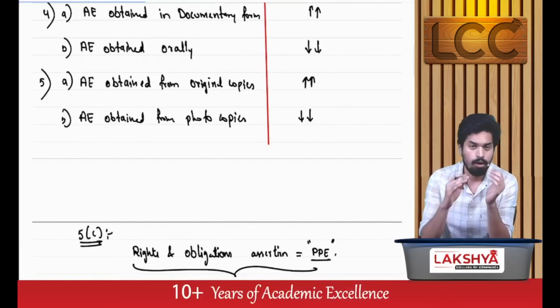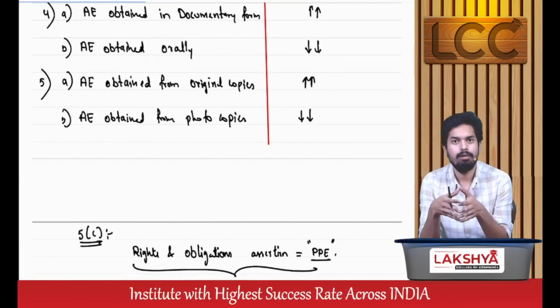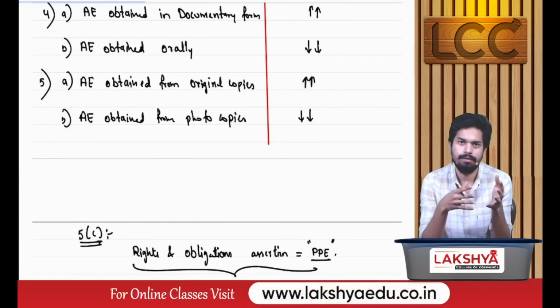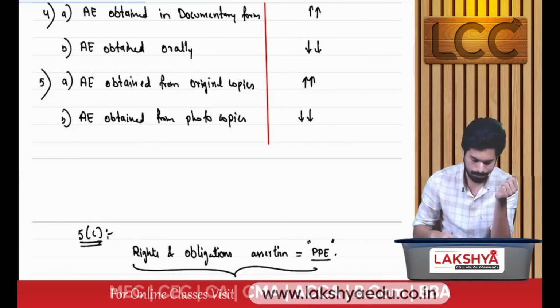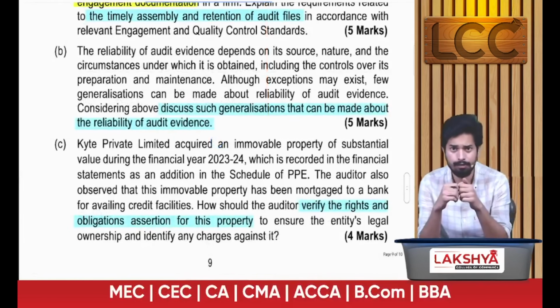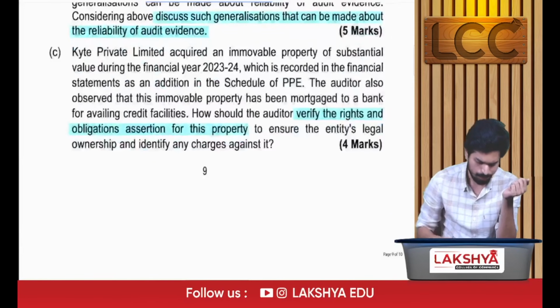And lastly, audit evidence obtained from the original copies will be more reliable than the audit evidence obtained through photocopies. So this is the reliability of audit evidence which you have to write in this question.